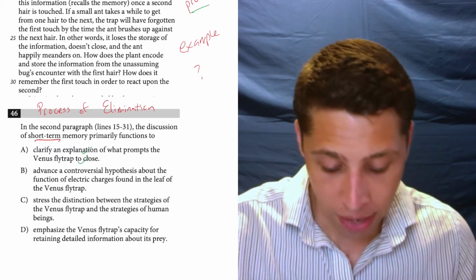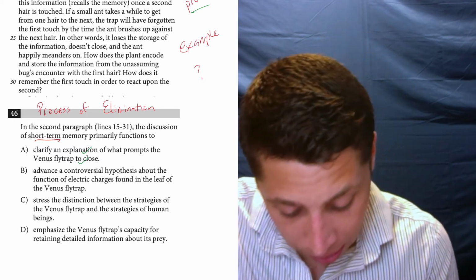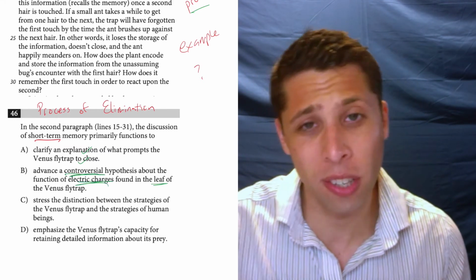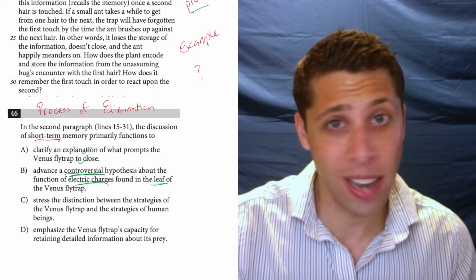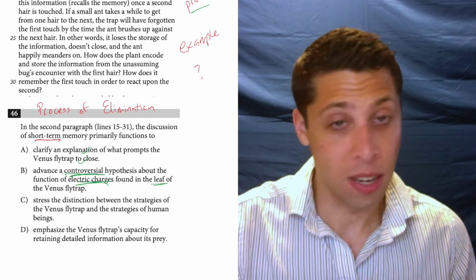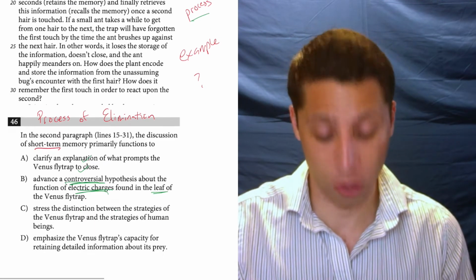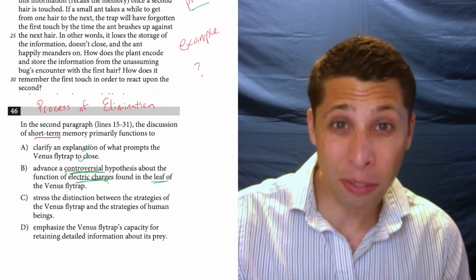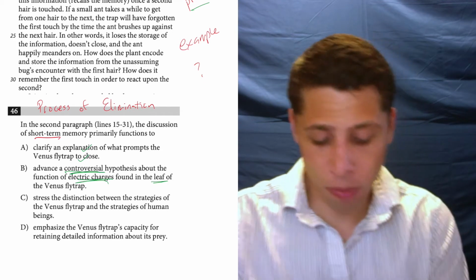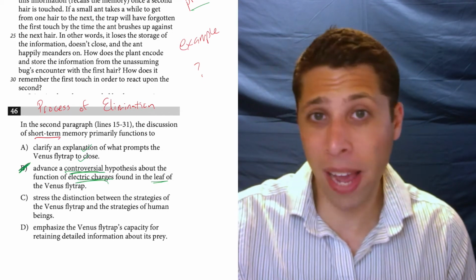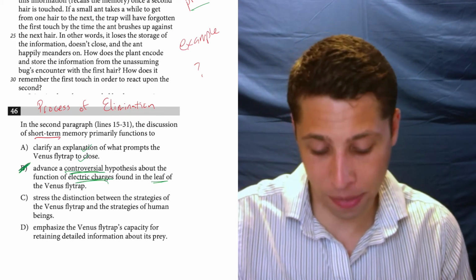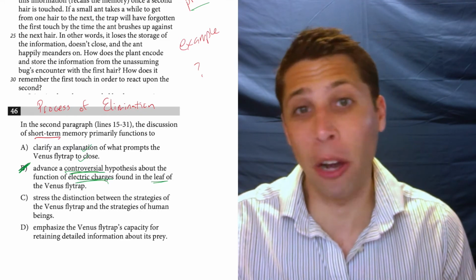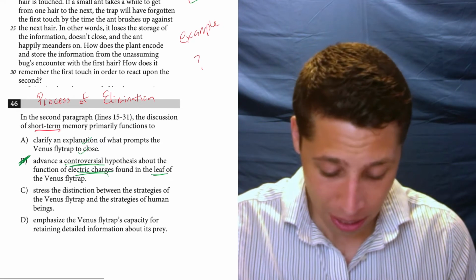B, advance a controversial hypothesis about the function of electric charges found in the leaf of the Venus flytrap. Geez, this is a lot of words that we did not really focus on here. Nothing about my summary says it's controversial. Nothing talked about electric charges. Even the leaf part is kind of random. So this just doesn't match. Maybe there's something about electric charges and leaves. I don't really know, but it's not in these lines.